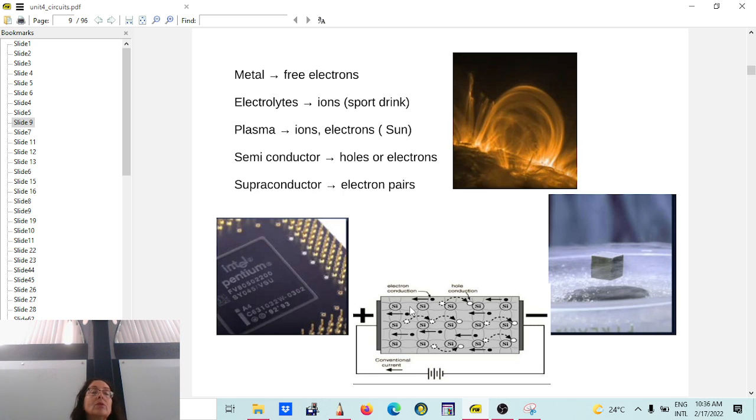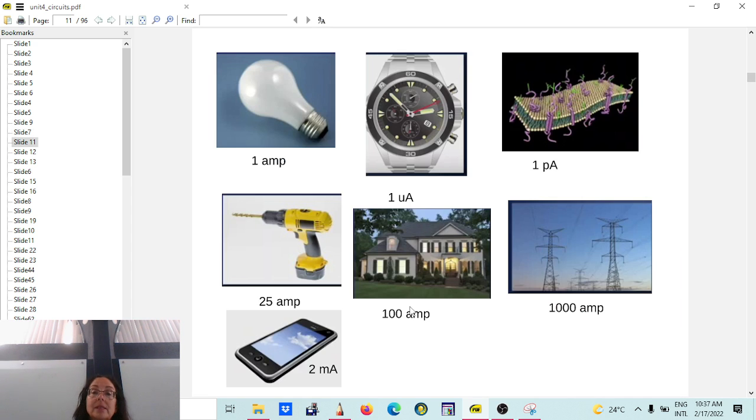Super interesting, but I'm not going to go into details. Semiconductors like silicon, germanium, that's what make up all the chips that we have in our electronics. So we have holes that are charge carriers, or electrons. So anyway, that's just a parenthesis.